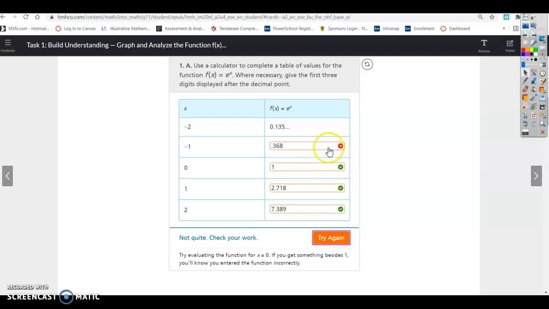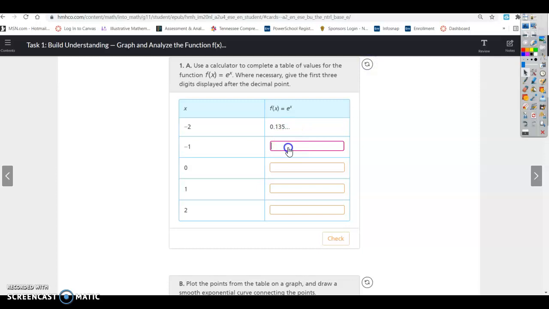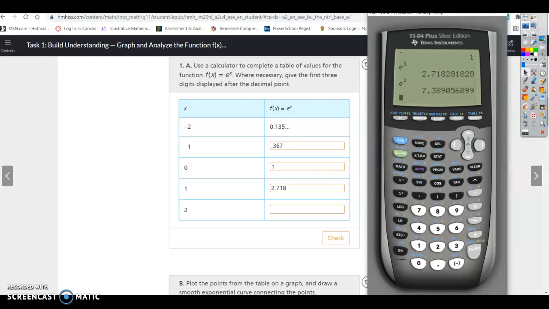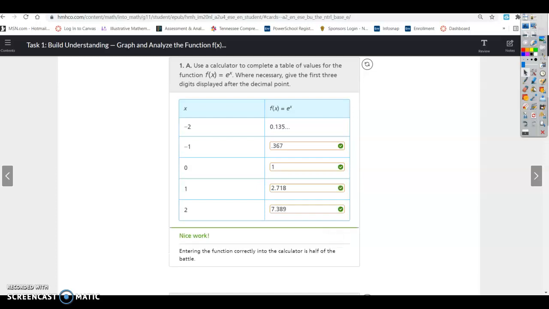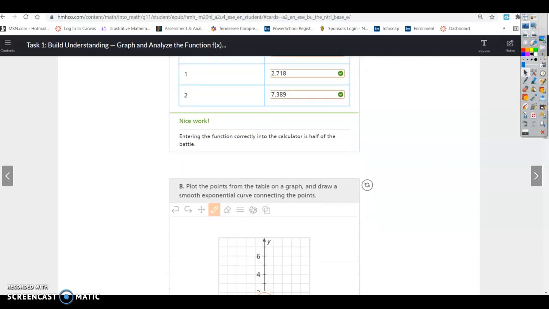All right, let's see. It's saying the first one's incorrect. Let's go back. Maybe they did not round it. 0.367. Anything to the 0 power is 1. 2.718. And let's see, the last one was 7.389. Okay, so they didn't round it on that first one.